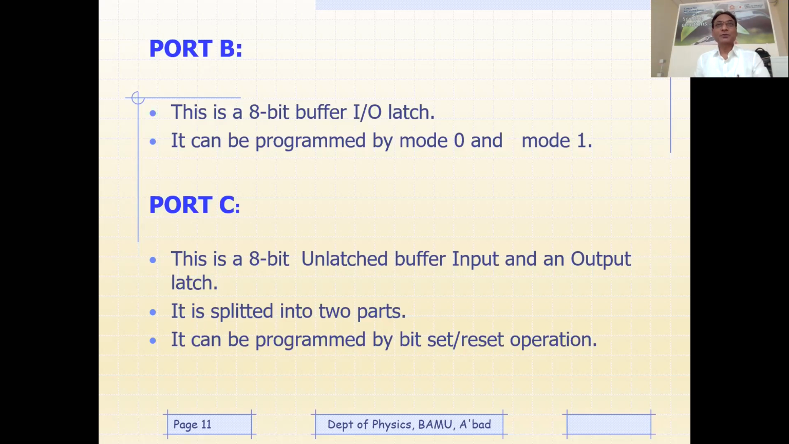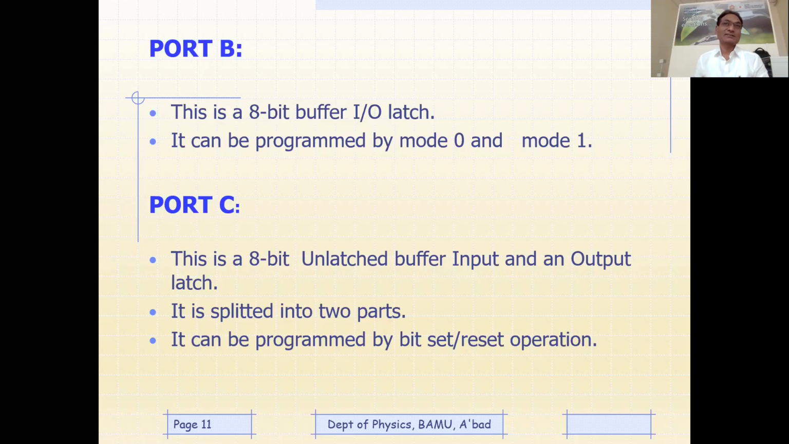As far as port C is concerned, there is bit set reset mode. There are 2 different modes of 8255: one is IO mode, the other is bit set reset mode. That I'm going to tell you in detail later. But in bit set reset mode, only port C can be used. Port A and port B cannot be used in BSR mode.